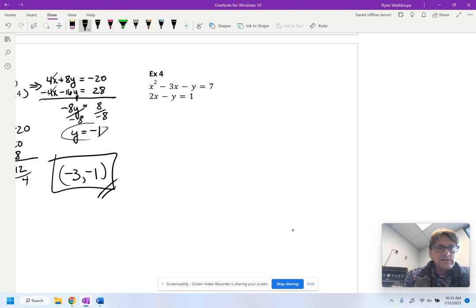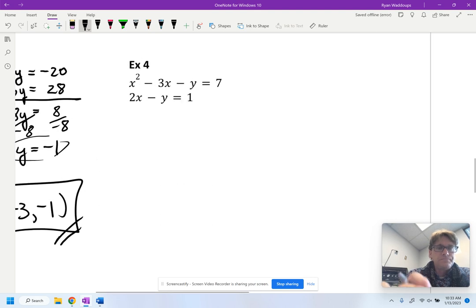I'm going to take that second equation and solve for y. So because it's negative, I'm going to go ahead and add y, and I'll add y over here. And then I'm going to move the 1 back over this side, so I'm going to subtract 1.